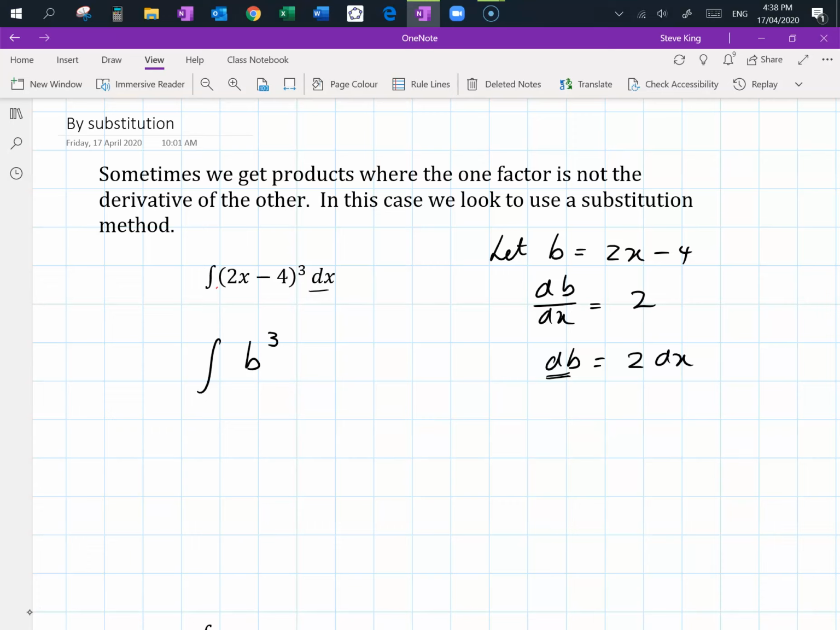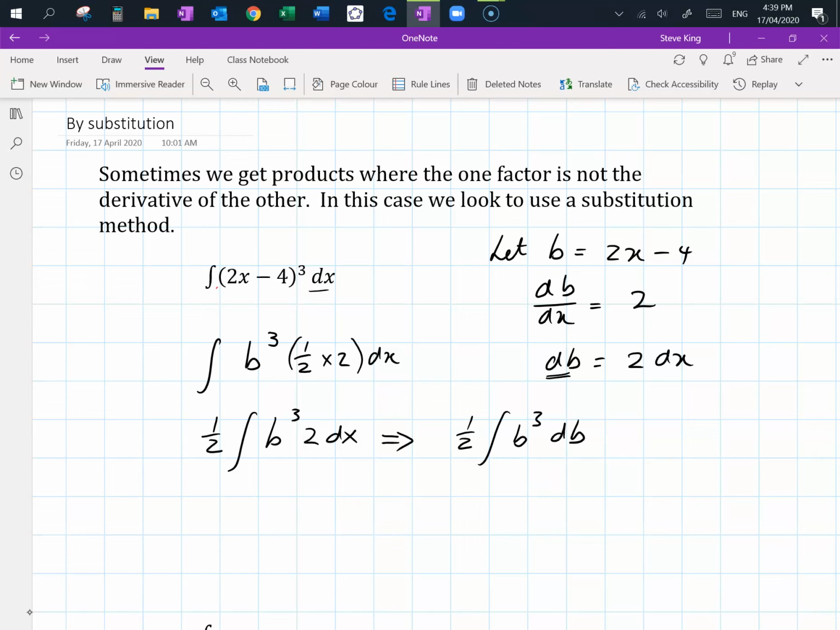So how can I deal with that? Well, what I'm going to say is, right, this is going to be a half times 2. That's going to give me 1. And if I multiply by 1, I don't change the value of this thing. dx. Now I can take that half as a factor out the front. I've got the integral of b cubed, and then I've got 2 dx. And 2 dx, as we've seen from over here, is the same as db. So I've got the integral of a half of b cubed db.